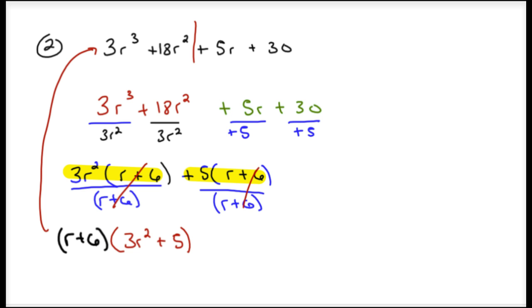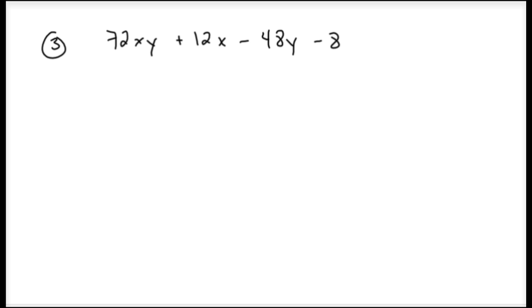Okay, number 3. 72xy plus 12x minus 48y minus 8. So now we have 4 terms and more than one variable. All right, same idea. Still factor this by grouping. I'm going to create my wall here.